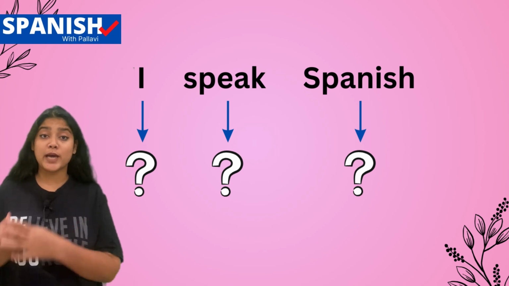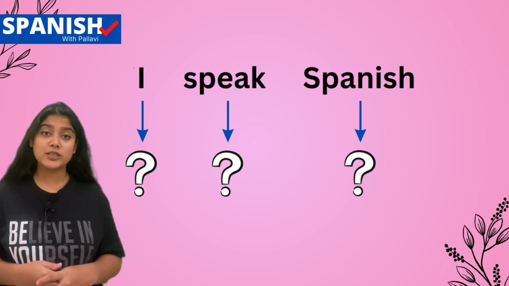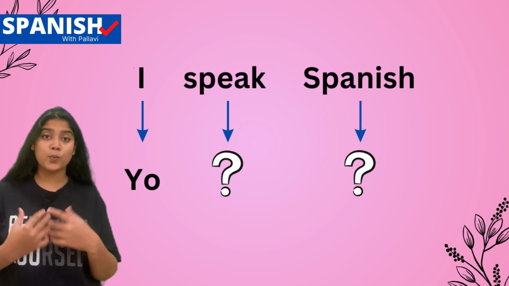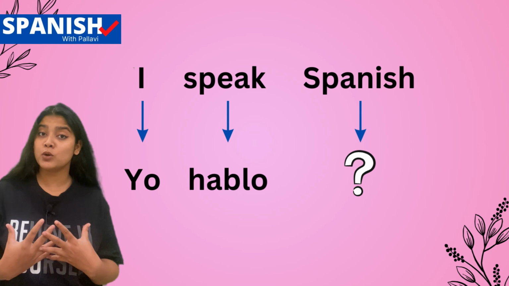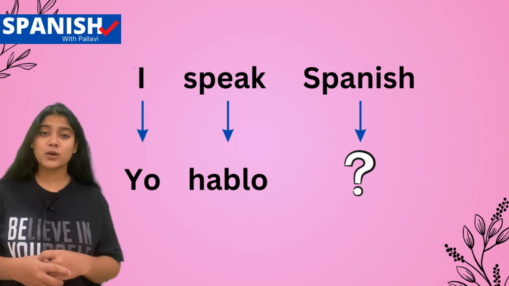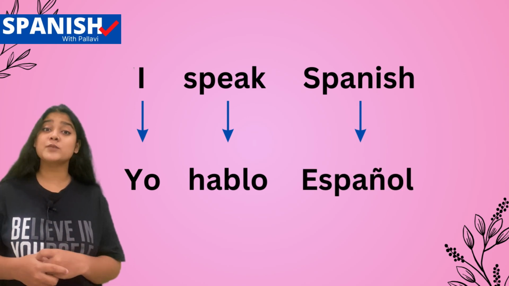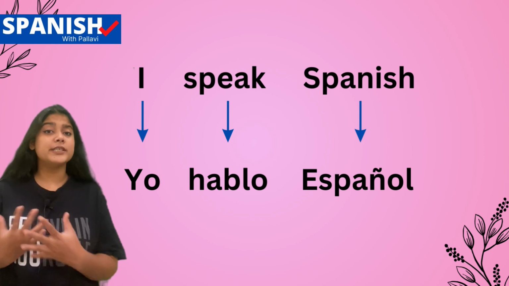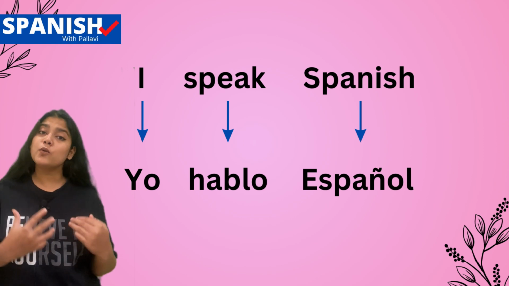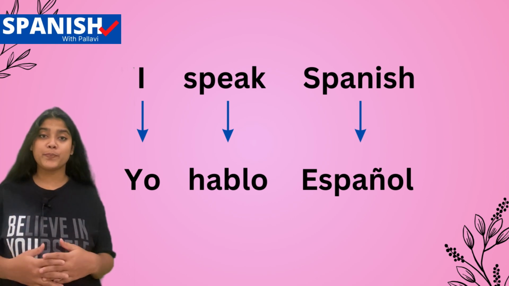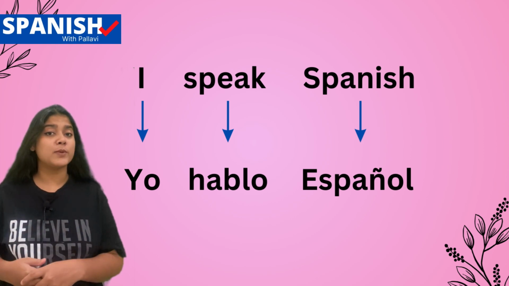I speak Spanish. I in Spanish will be yo. Speak will be hablo. Spanish will be español. So the whole sentence will be: I speak Spanish. Yo hablo español.